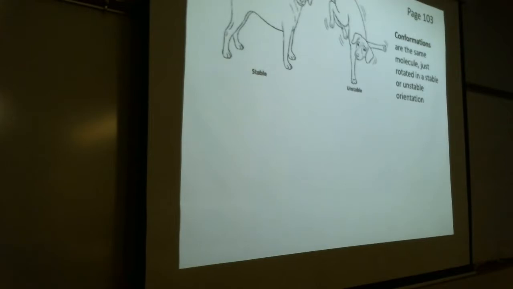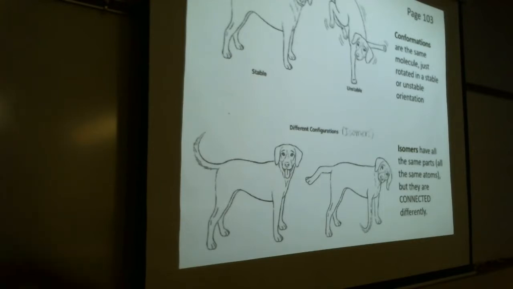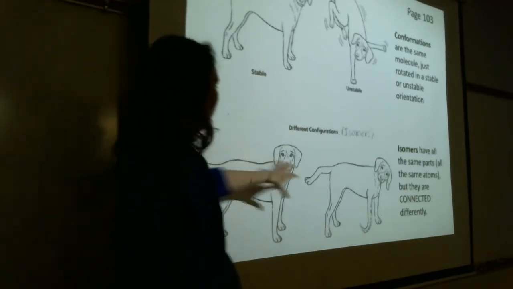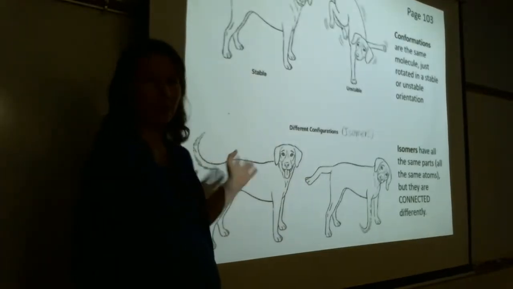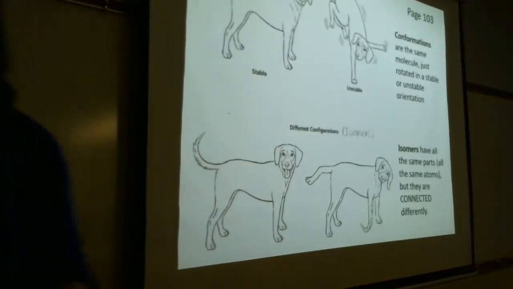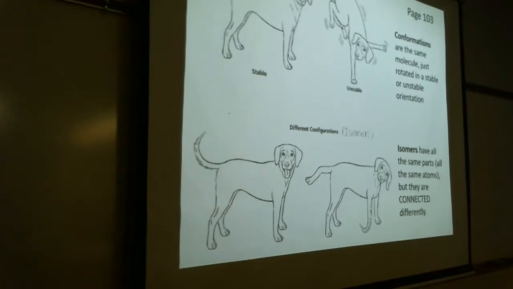That would be the example of a conformation, right? Dog standing on one leg versus dog standing on four, which is what I said, you know, about standing on the two legs thing. Whereas here would be isomers. You're taking the tail and putting it in the place of the leg, right? It'd still be the same pieces, just connected differently. I'm not sure you'd classify that as a dog anymore.